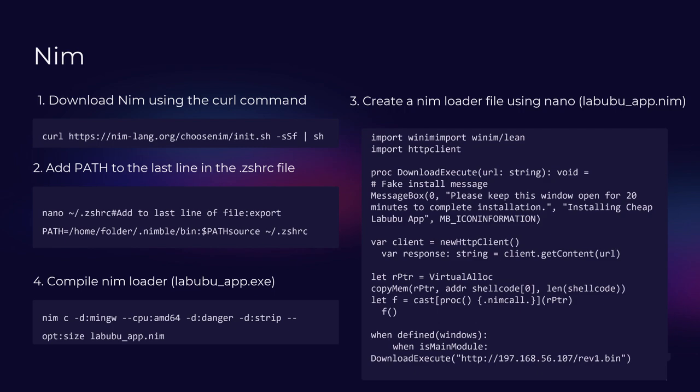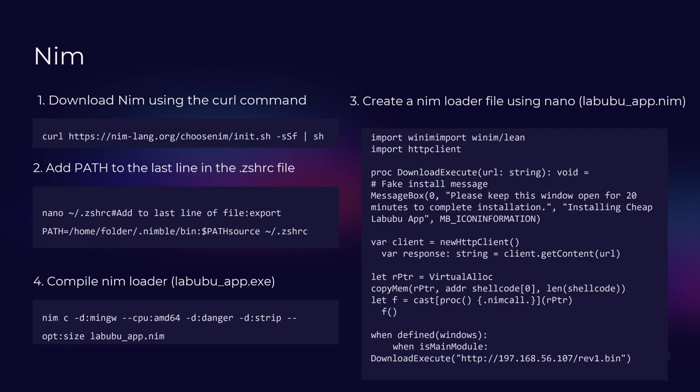I downloaded Nim using the curl command. I had to add it to the .zshrc file because my terminal wasn't as readable before. Once it was good to go, I created the Nim loader called lububuapp.nim using nano. So here's a snippet of the code. I use Nim's winim to call native Win API functions like we would in C or C++. This allows for precise memory and process manipulation.